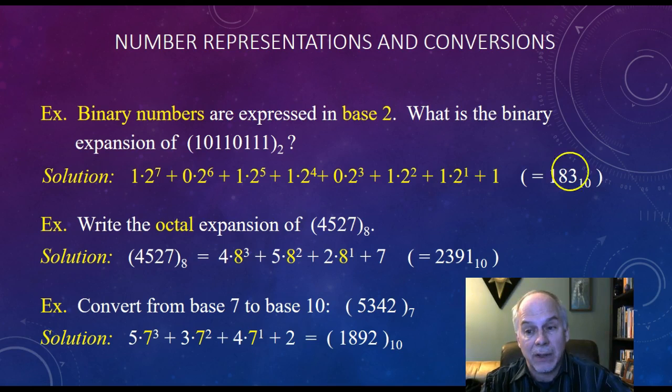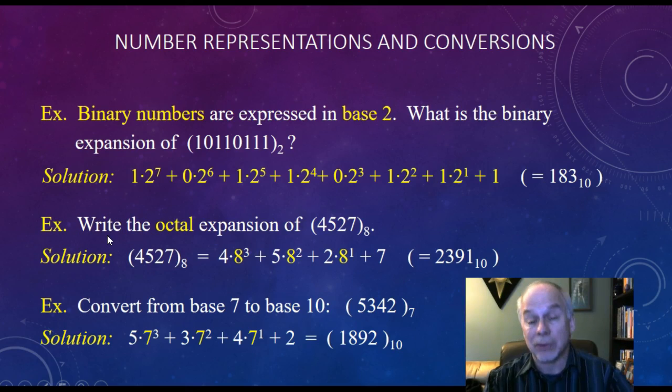What we're familiar with. Now, it didn't ask for the base 10 number, but if you wanted it, that's what it would be. All right, next example. Write the octal expansion of the number 4527 in base 8. Now, octal just refers to base 8. And so the powers of base 8, well, start with 8 to the 0 power, which is just 1. So you could just write 7 times 1 because that first digit going from the right to the left is a 7. Then you have 2 times 8 to the first power. Then you have 5 times 8 to the second power. And then 4 times 8 to the third power.